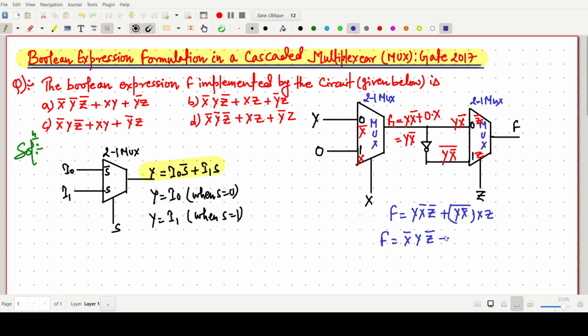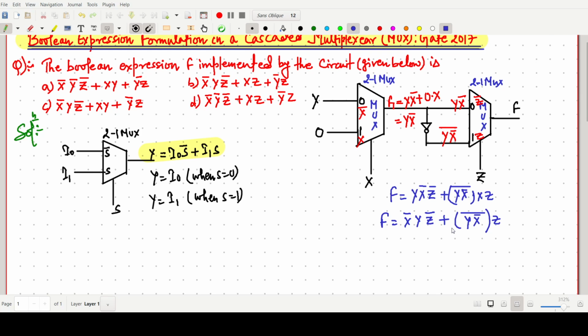Once again, f equals x bar y z bar plus y x bar whole bar into z. This is the same expression, but it is not in the options. If such a thing comes, think about De Morgan's law. So where do we apply De Morgan's law in this case? Just apply De Morgan's law to y x bar whole bar.